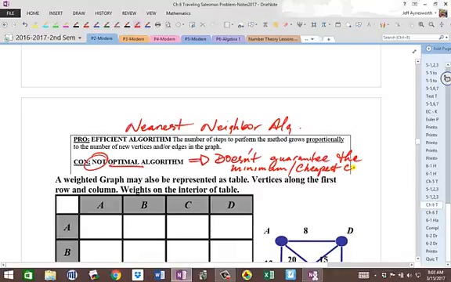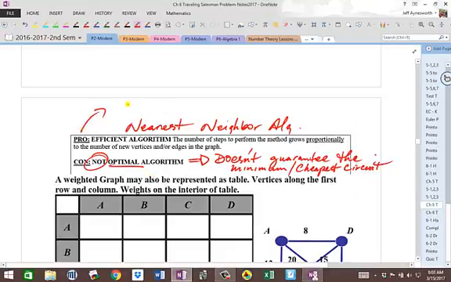Cheapest circuit. There we go. It can give you a decent approximation, and sometimes it does give you the minimum or the cheapest, but not always. But it's quick and easy to do because you don't have to list out all possible circuits. That's another pro.